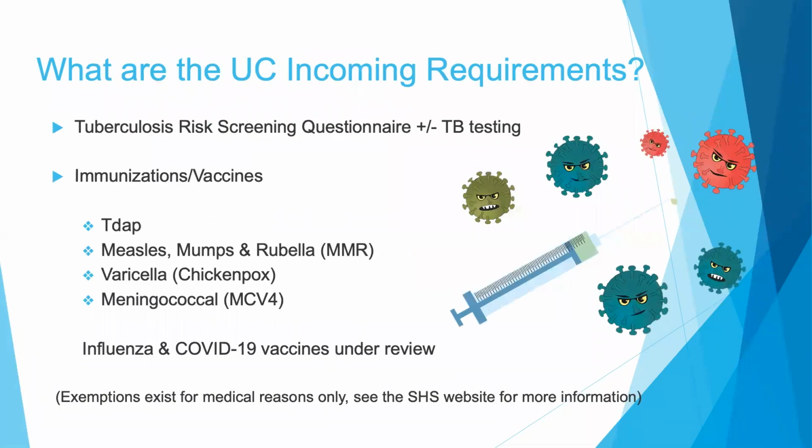What are the incoming requirements? So the first one is we want to screen to check for risk potentially of exposure to tuberculosis. So you go in and you answer a series of 5 questions, and the system determines whether you may or may not be at higher risk than average of having been exposed to tuberculosis. And if you are, the system will tell you that you are required to do testing, and there is a form that you can download and take to your provider.